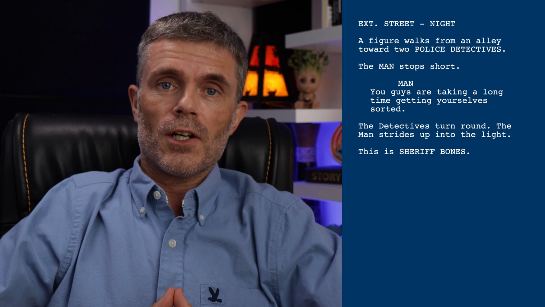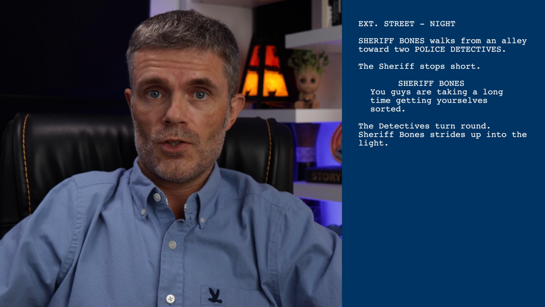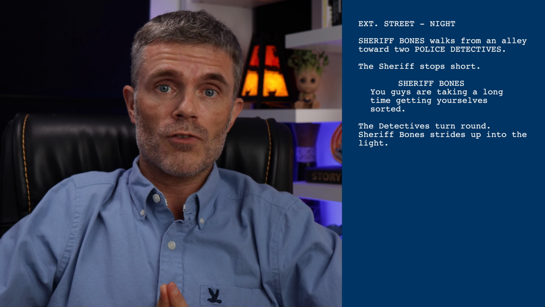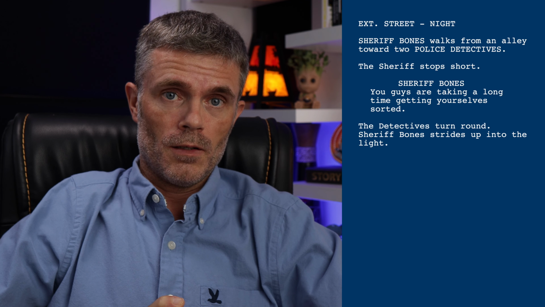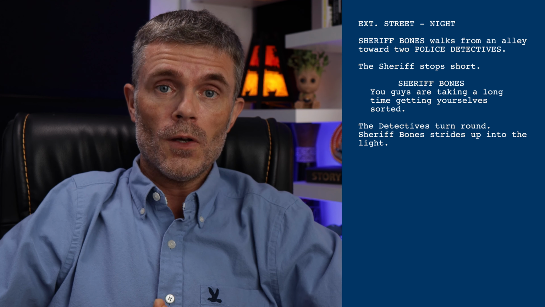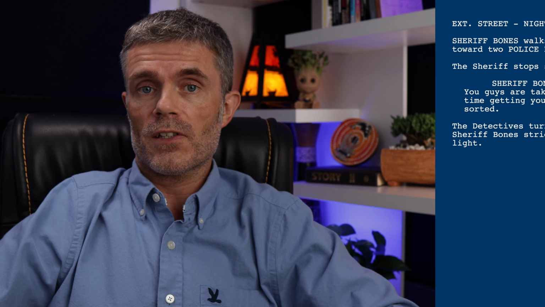Now, in a quick introduction like that, it's not as grave an issue as if you string the anonymity for a few pages. But essentially, the man stepping out of the shadows is Sheriff Bones. So you should refer to him as Sheriff Bones in your action description, but the audience are not reading your action description, so you're not spoiling it for them. And as far as your character headings are concerned, the audience never see your character headings.